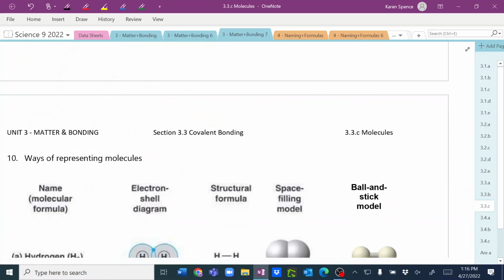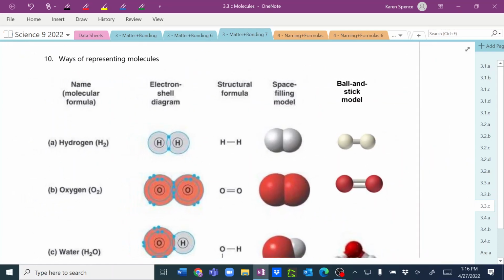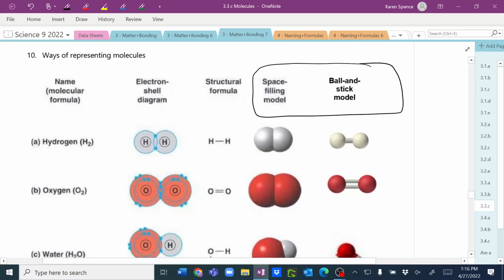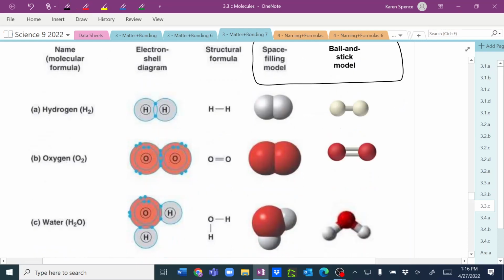Okay. Here are all the different ways that you can represent molecules. You don't need to know the names of all of them. I think it's handy to know maybe the space-filling model and the ball and stick model, just because those are the two you'll most often run across, but we've got our structural formula, which is pretty straightforward. We have our electron shell diagrams that we're going to focus on drawing in the second part of class today. And then, of course, there's the molecular formula, which is just the simplest way of writing it that you can possibly imagine. Okay?